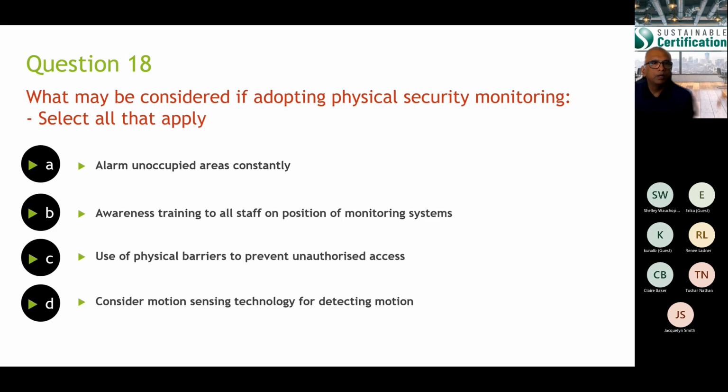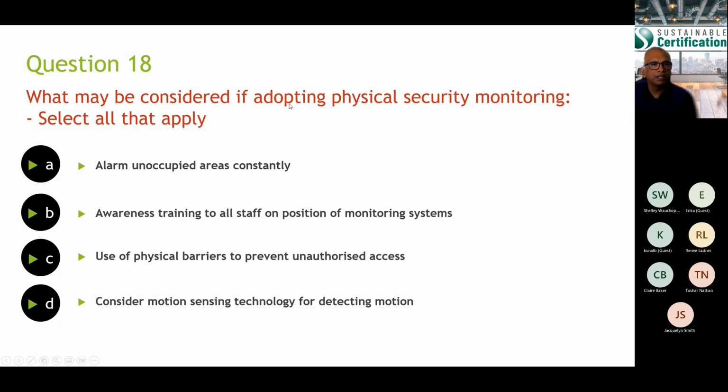What may be considered if adopting physical security monitoring? Alarm unoccupied areas constantly, awareness training to all staff on position of monitoring system, use of physical barrier to prevent unauthorized access, consider motion sensing technology for detecting motion. So which one? A, C and D. See, this again depends on the situation. It is not black and white, only this or that, but depending on the situation.